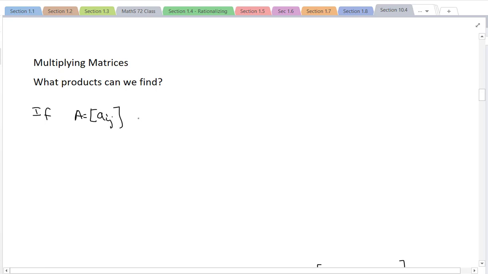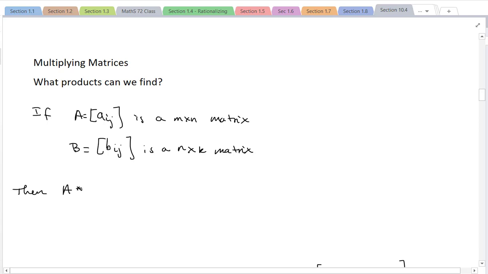One of the definitions for multiplying matrices is that if A is a matrix that has dimension m by n, and B, Bij, is an n by k matrix, then when you multiply them, A times B is going to be a new matrix, so we'll call it Cij. And the dimension of this matrix is m by k.